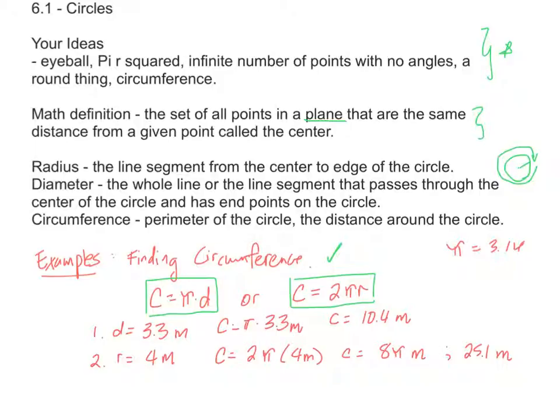So in the examples here, two separate questions. If a diameter is 3.3 meters, what would the circumference be? And then what would the circumference be if I had a radius of 4 meters was the second question. So notice how I always substitute in the equation and then I get an answer. So I don't write the answer right away. I'm always going to do the substitution first.